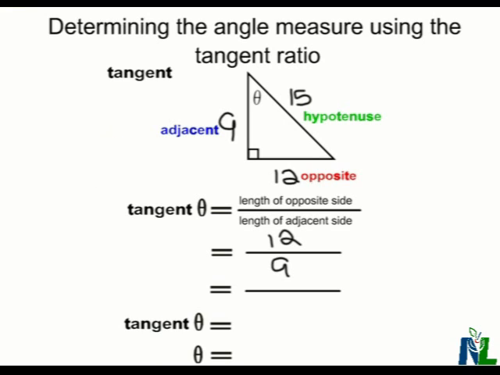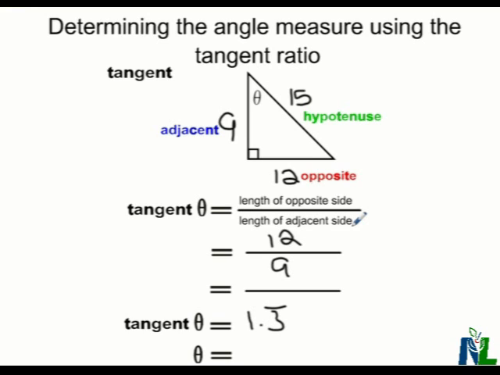So now that we know that our ratio is 12 over 9, we do some division here. 12 divided by 9 should give us around 1.3 repeating. Now, to determine the actual angle measurement, we have to take the inverse of tan.